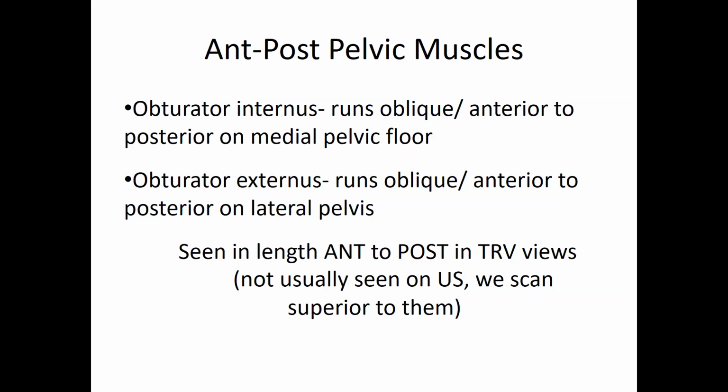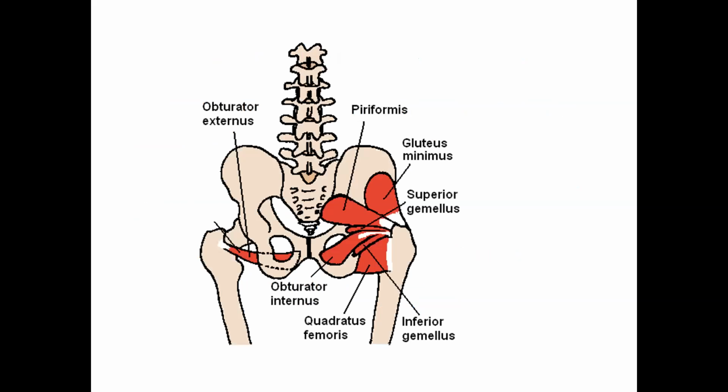Okay, so these ones run anterior to posterior. So we have an internus and an externus of the obturator. Again, we're not going to see these very well on ultrasound. They're going to be kind of in the background, but you're going to mistake them for ovaries. So when we see these in transverse, we're going to see them in length. But we don't usually see these because we're scanning more of this pelvic region, and these are way low, much more inferior than we usually run.